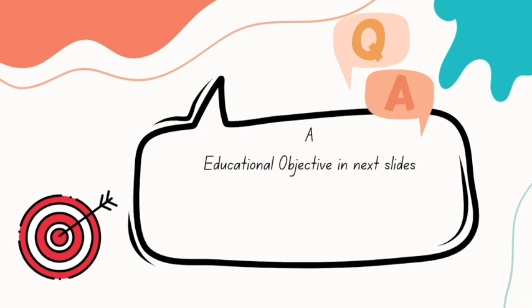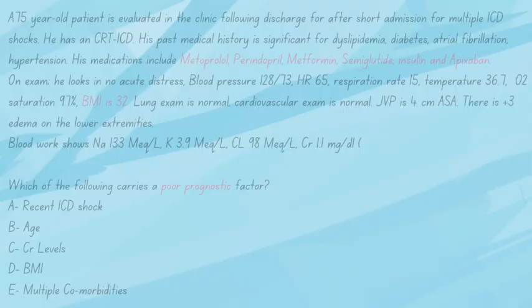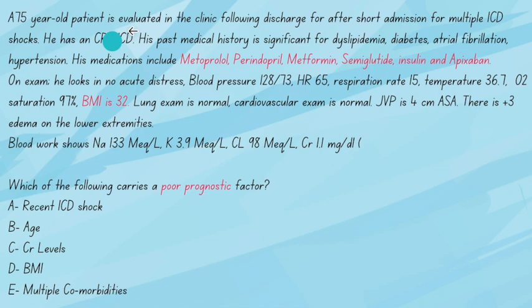Okay, so let's look at the question and then let's talk about the teaching point in this question. So this guy has heart failure, or advanced coronary artery disease, and he does have CRT and ICD. He's on multiple medications, so that means he has advanced heart failure. He also has a high BMI. His blood work is okay, it's not that concerning. And the recent ICD shock is associated with poor prognosis. Age is not that strong a prognostic factor.